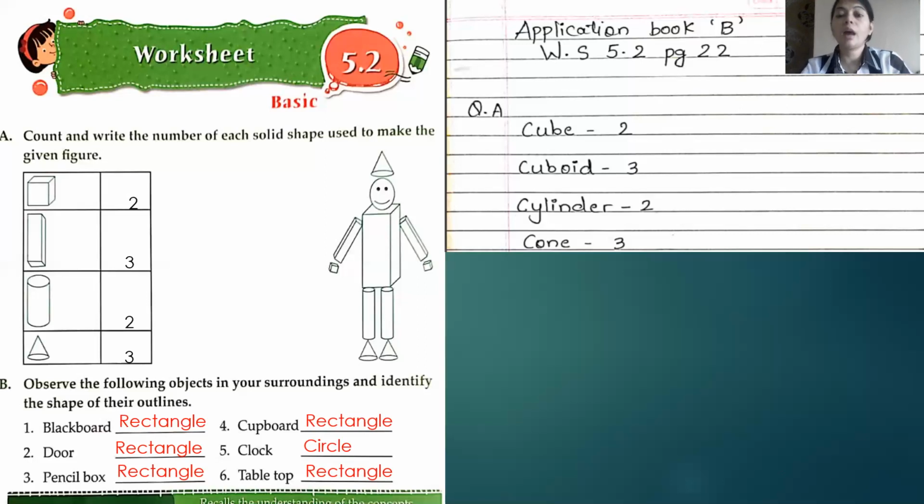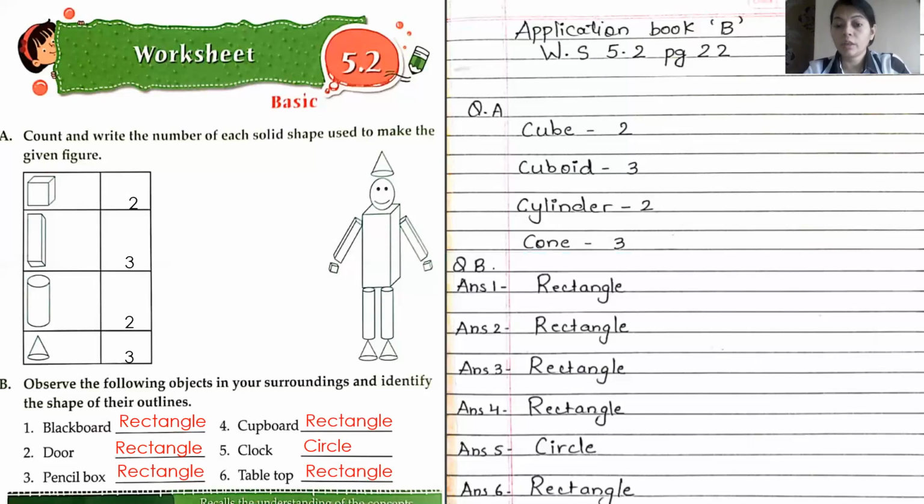Okay, now children, how are you going to write it in your notebook? See, teacher is sharing with you a page. Leave one line and write outside the margin question number B, and then below start writing answer 1. Write rectangle. The first one was blackboard and the answer is rectangle. You are going to write in the same way how teacher has written.